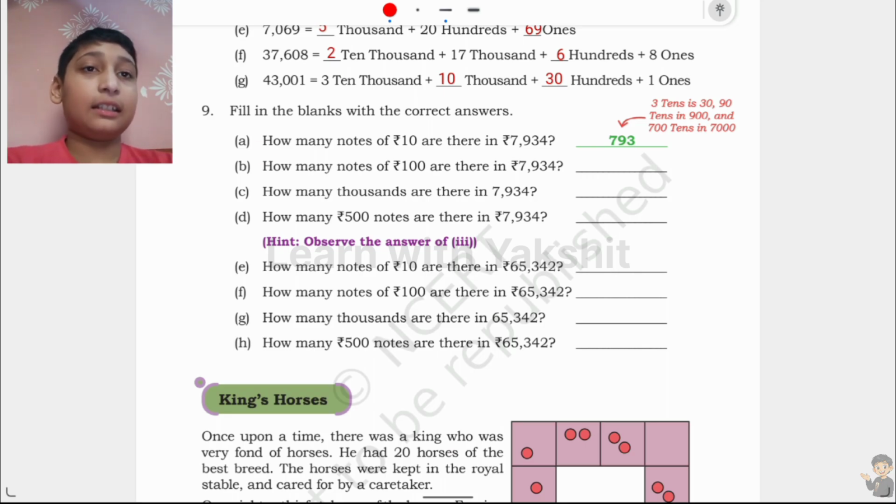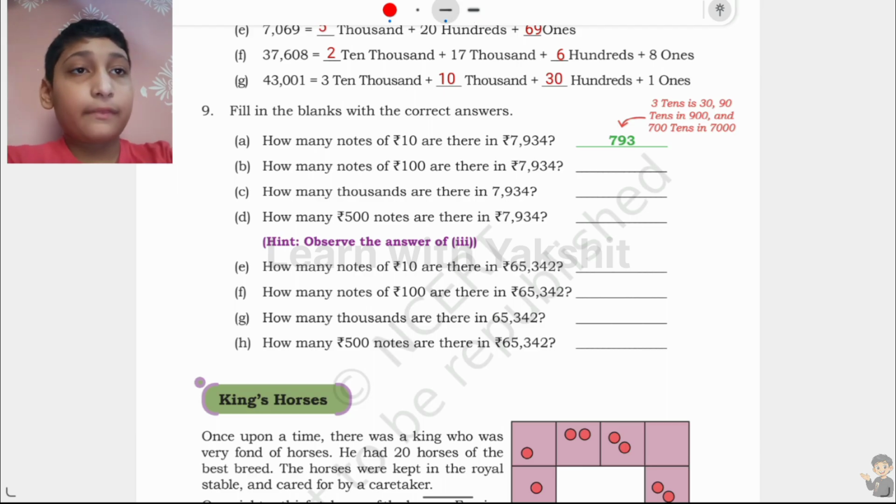Now, in this, how many notes of 10 are there in 7,934? Now, if you haven't watched that short, I can say it again. Look, as I said in the short, there's this tens place. Then we'll cut the number behind the tens place, meaning this is the answer.